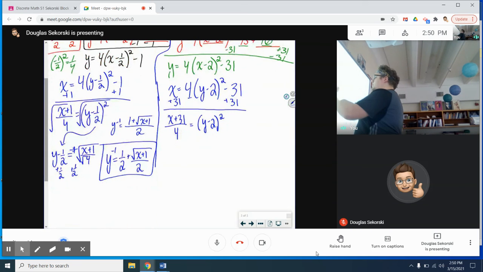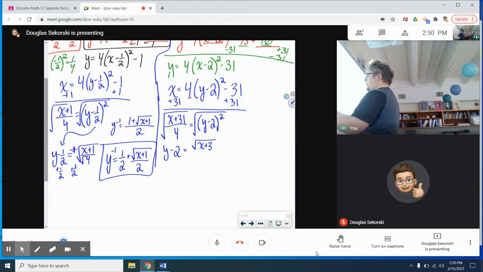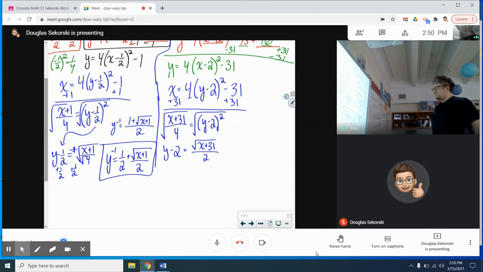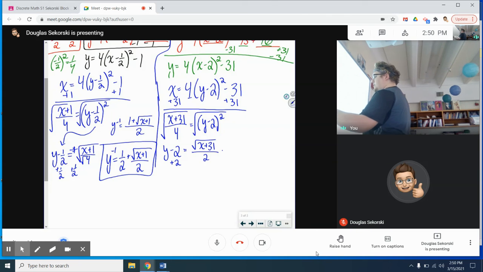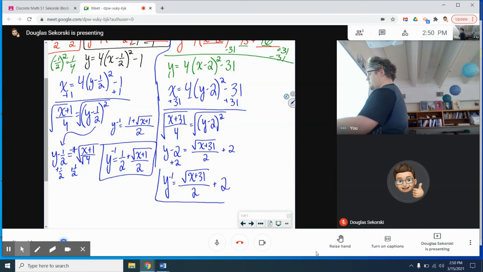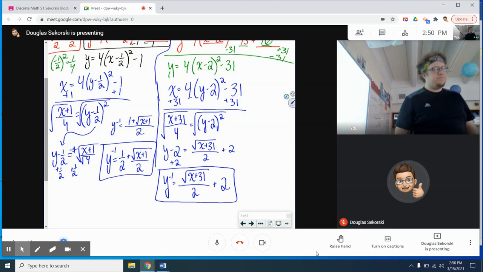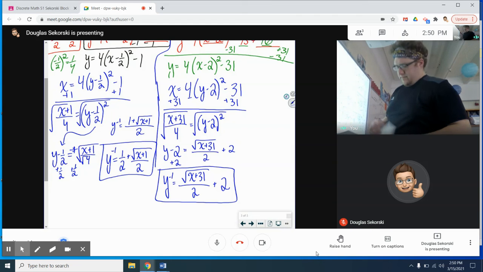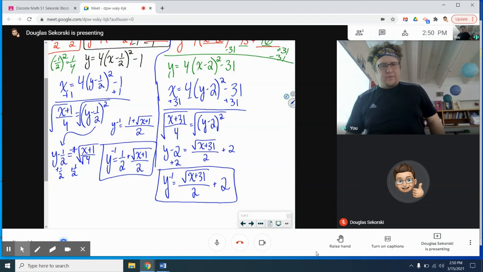We're going to take the square root of both sides, and I get y minus 2 equals the square root of x plus 31, over the square root of 4. Square root of 4 is just 2, so I'm going to rewrite it as a 2 in the denominator there. And we're going to add 2 to both sides. So I'm going to get y inverse equals the square root of x plus 31 all over 2, plus 2. And that's the inverse.